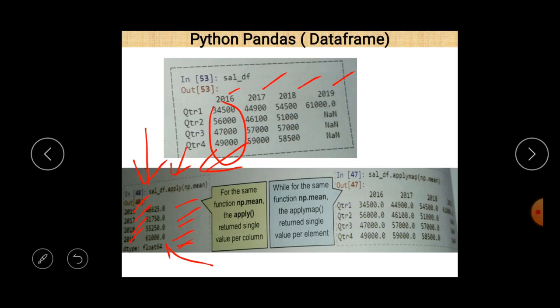The main point is, for the same function np.mean, apply returns a single value per column. These are the four different columns, and here we use the mean function, and mean is a series function, always remember that. By default axis is 0, so along axis 0 there is a mean for all of these.